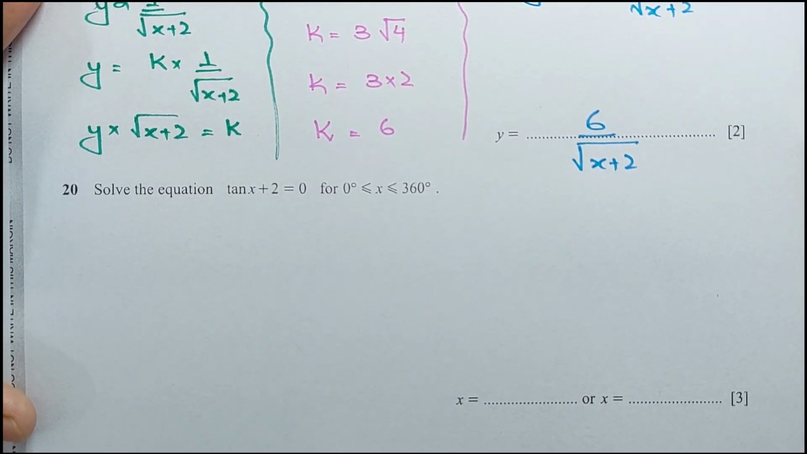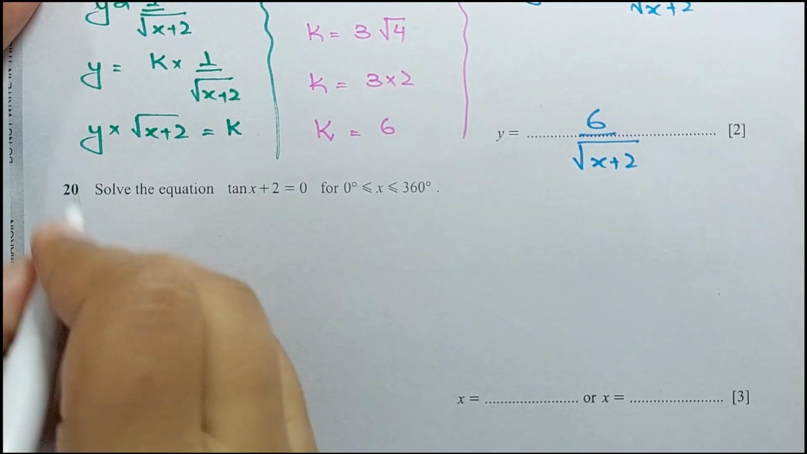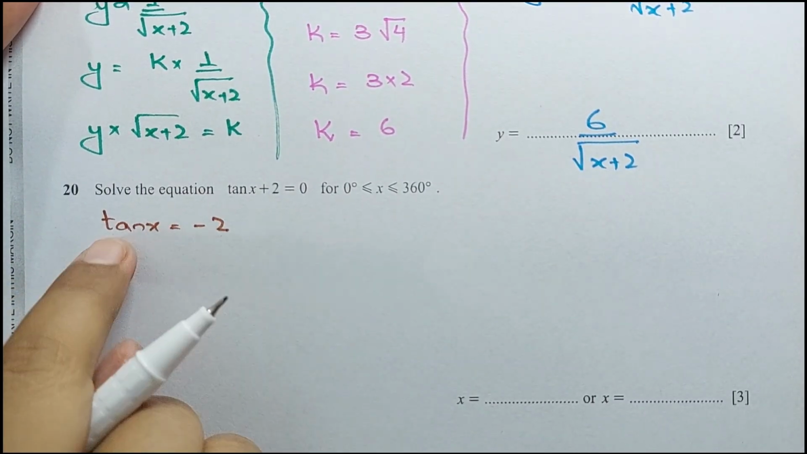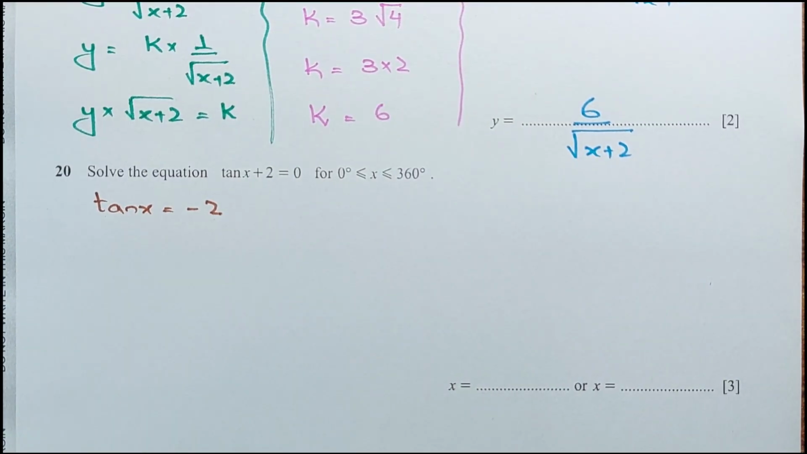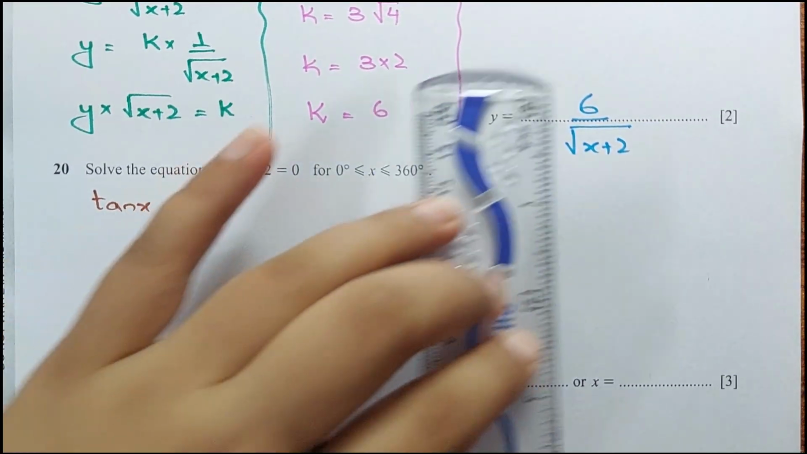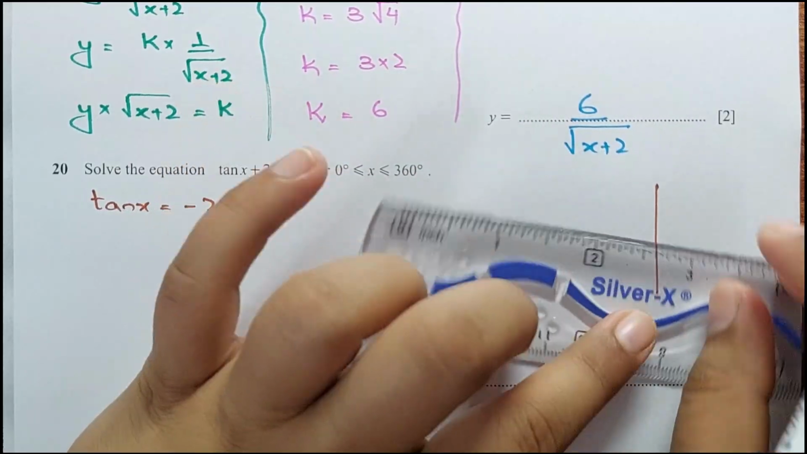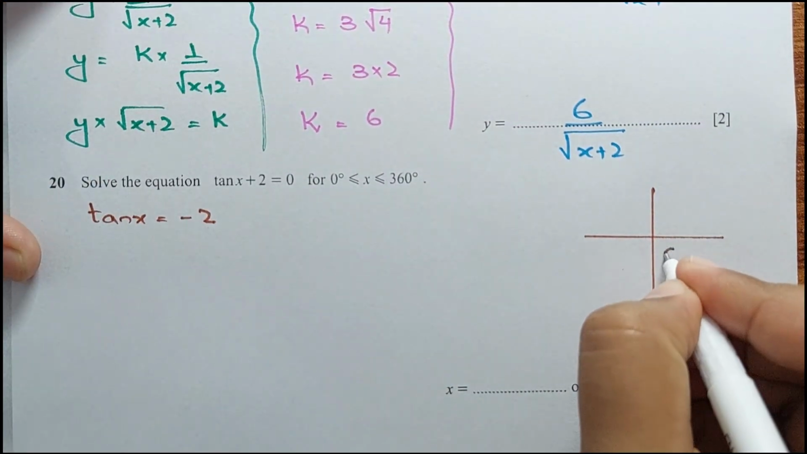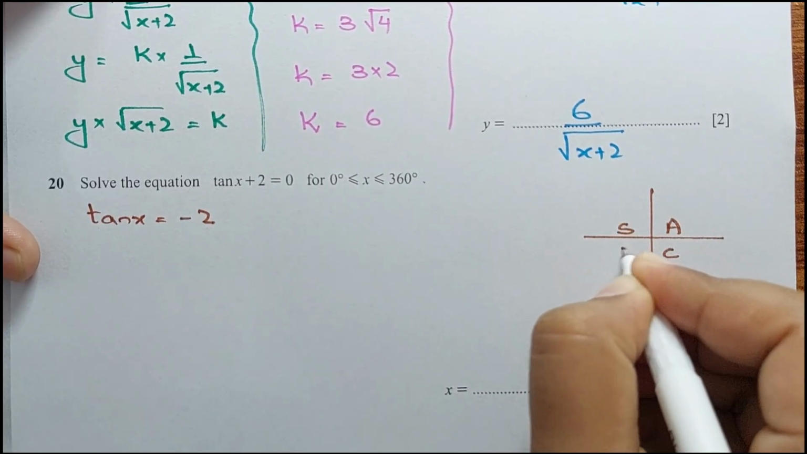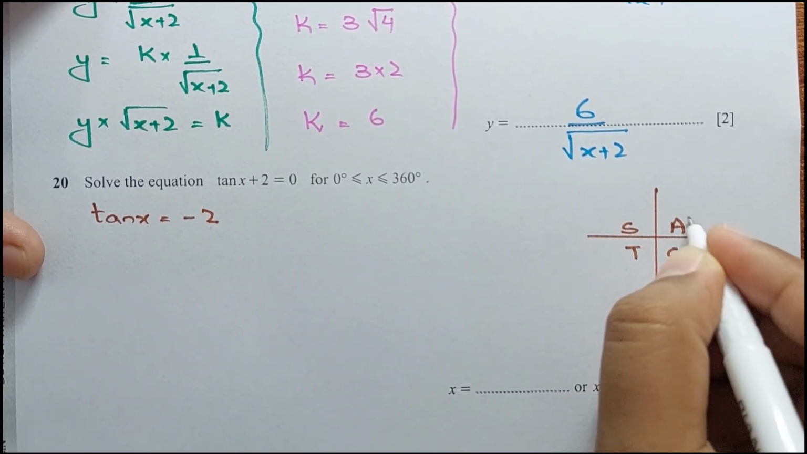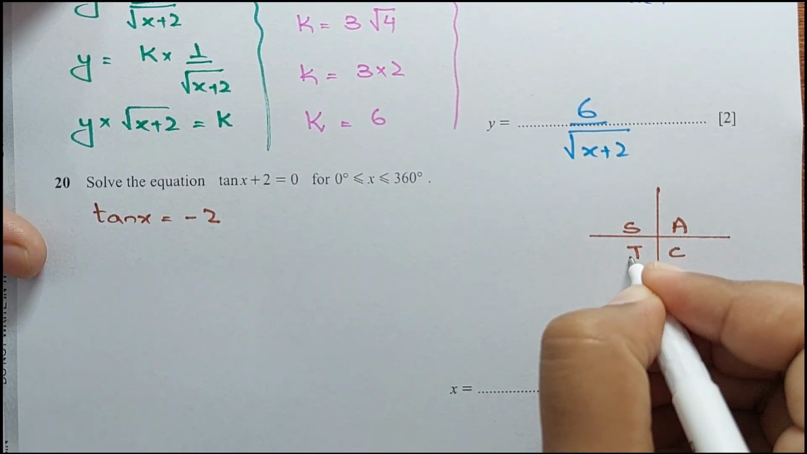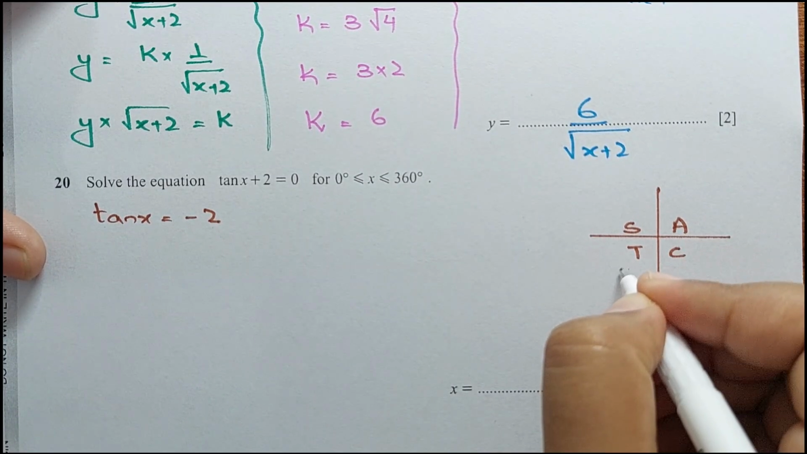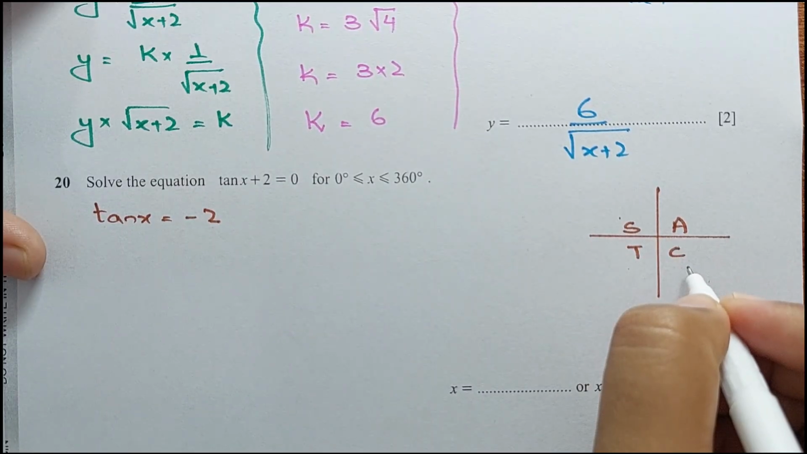Question number 20. Solve this equation from 0 to 360. Tan x is negative 2. Now, let's see, tangent is negative in which quadrant? I'm using the CAST rule. C-A-S-T: cos positive, all positive, sine positive, tangent positive. So tangent is positive in the first quadrant and in the third quadrant. Tangent is negative in the second and fourth quadrant.